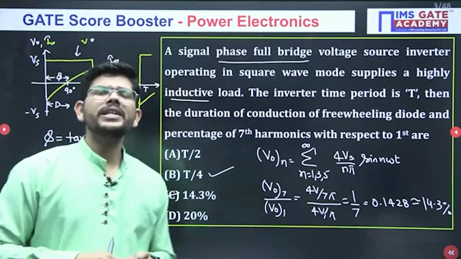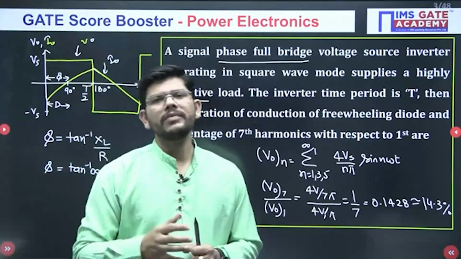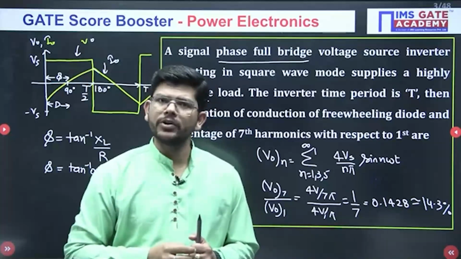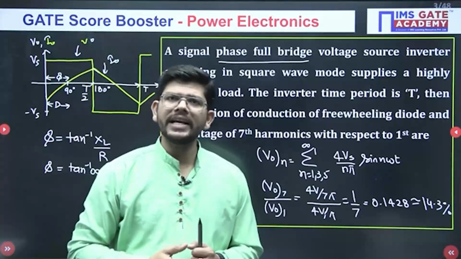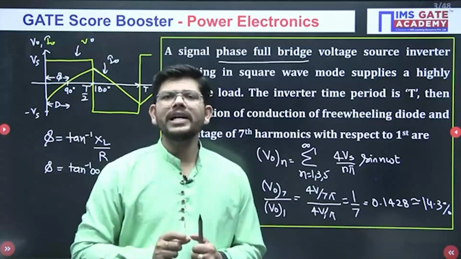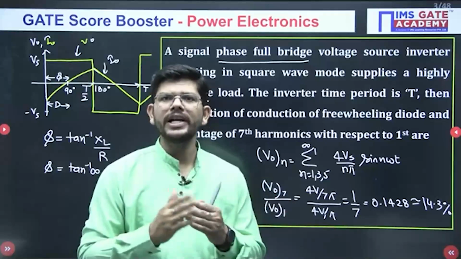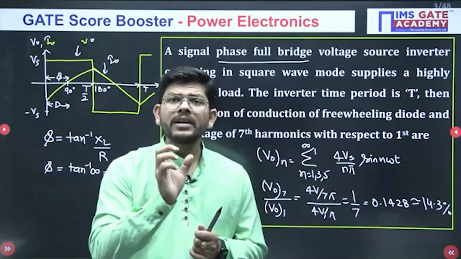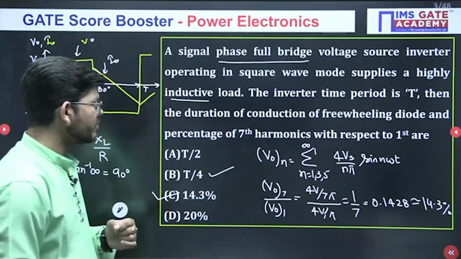If the load is other than inductive, suppose we have an R load, then the freewheeling diode will not conduct. Each switch will conduct for T by 2 duration. And if we have an RLC combination, in that case, the diode will be conducting for phi duration, and the latter half, 180 minus phi, will be the duration for conduction of the switches. This is how you can calculate the duration of conduction.